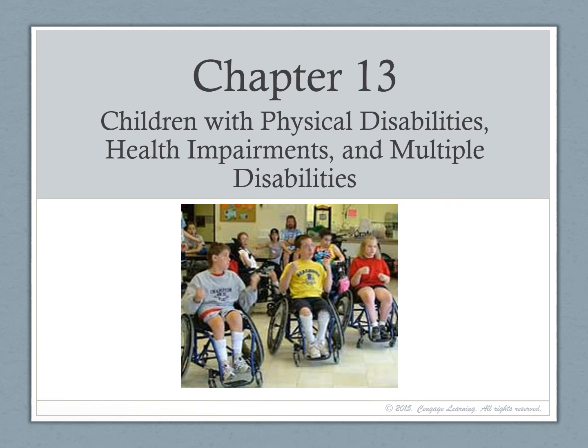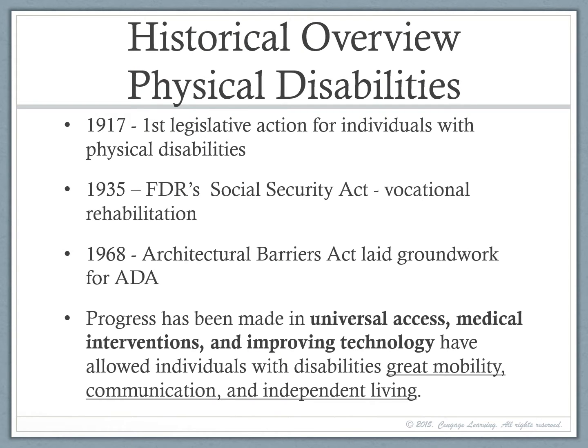Our last chapter, Chapter 13, Children with Physical Disabilities, Health Impairments, and Multiple Disabilities. In 1917, the first legislative action for individuals with physical disabilities was enacted. In 1935, Franklin Delano Roosevelt's Social Security Act enacted vocational rehabilitation programs. In 1968, the Architectural Barriers Act laid groundwork for the Americans with Disabilities Act.